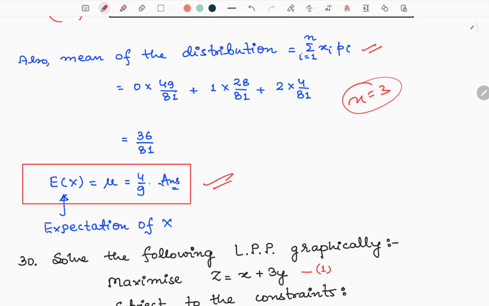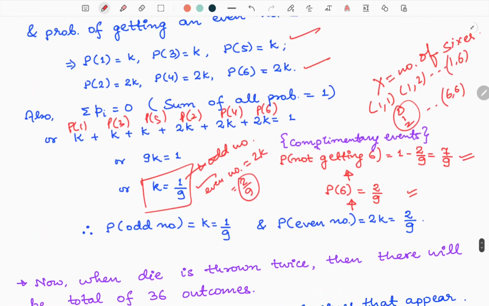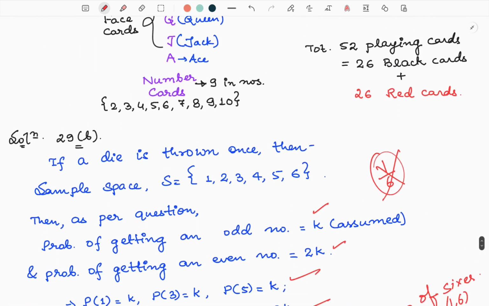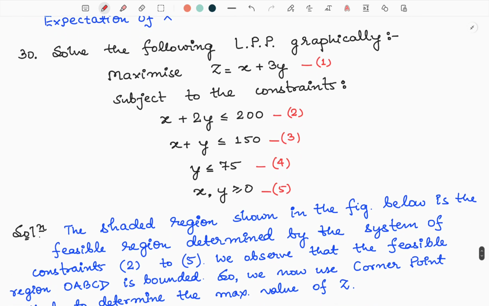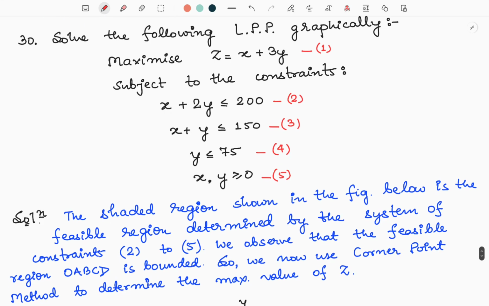So this is also a very lengthy question. That's why I said 29a is much easier to solve and less time taking. Now let's come to question number 30. Question number 30 is asked from the chapter of linear programming problem.